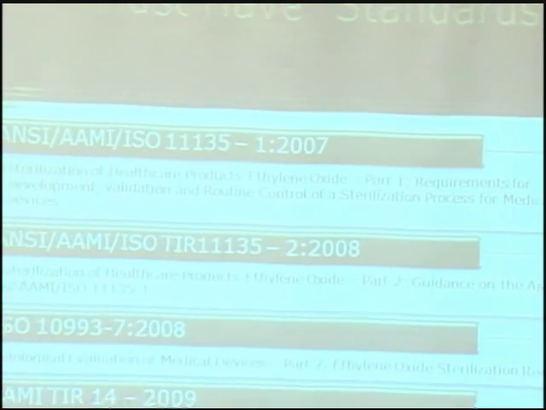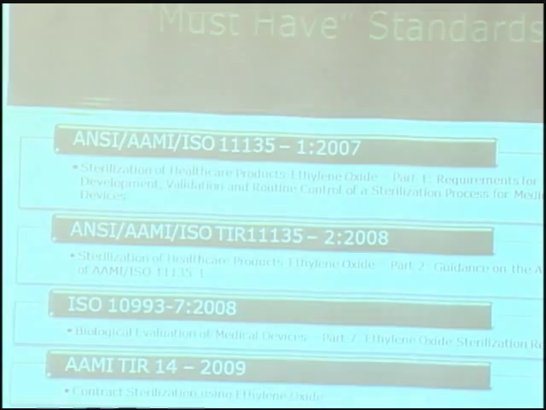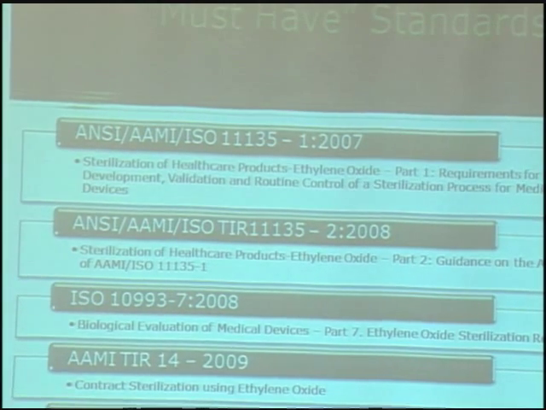So here's a big list of standards, and I can email this list to people if you want to contact me after this or get one of my cards. These are all the standards that are required for an ethylene oxide validation. The first 2 are the most important. That's ISO 11135. It's basically a 2-part standard, and that's the most critical one. That's where all the requirements for the validation are found.